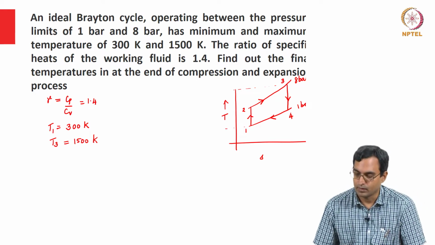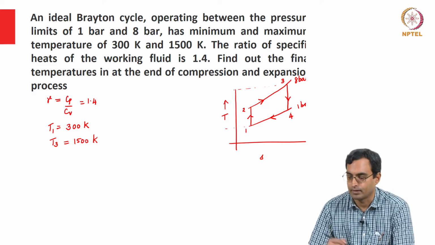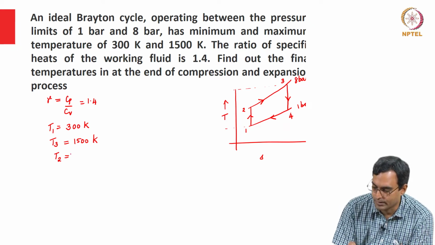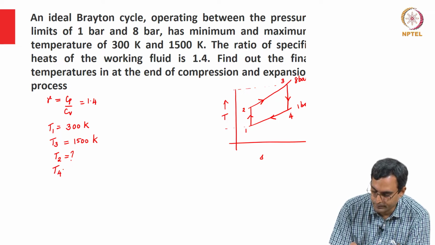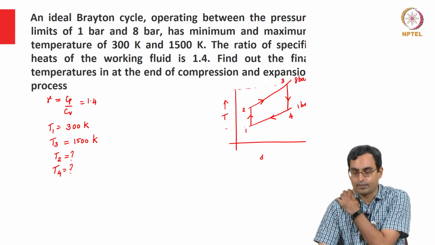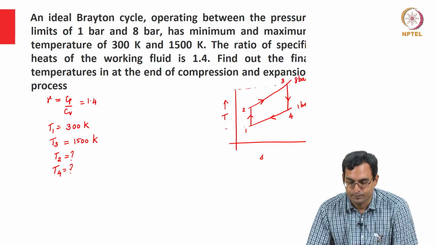We are asked to find out the final temperatures at the end of compression and expansion. So compression is the process 1 to 2. So final temperature at the end of compression is T2. Expansion is 3 to 4. So we are asked to also find out T4. So this is the information given and this is what we are asked to find out.